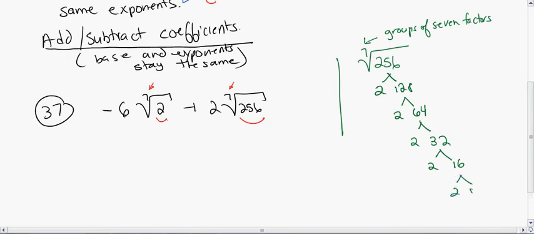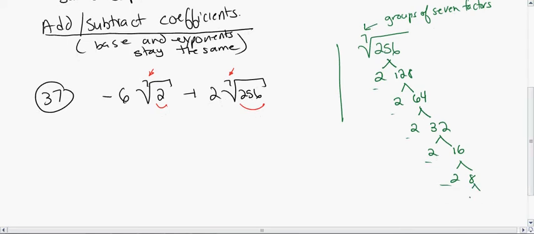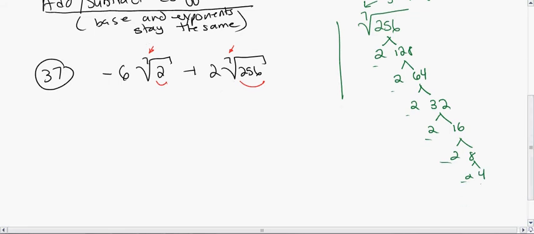16 is 2 and 8. So now I've got 1, 2, 3, 4, 5 twos. 8 becomes 2 and 4, six 2s. And 4 becomes another 2 and 2. And there's my group of seven 2s. Here they are: 1, 2, 3, 4, 5, 6, 7 twos, with one 2 left over.